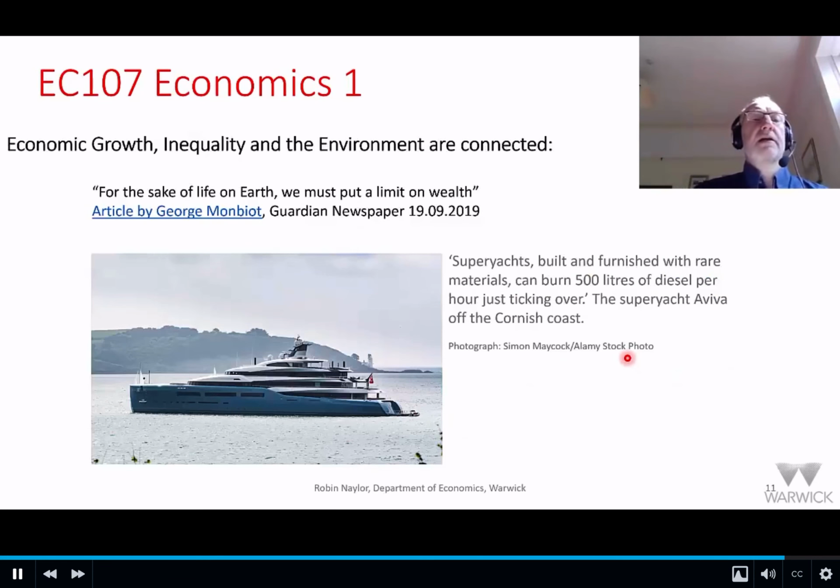Economic growth then is associated not only with increases in average living standards, but also with environmental impacts and also with changes in economic inequality, as we saw in part 1 of Unit 1. And one example of the way in which economic growth and inequality interact with each other and with environmental change is borne out in an article by George Monbiot in the Guardian newspaper of September 2019, where he explains relationships between changing inequality, changing patterns of consumption behaviour, and the changing nature of environmental impacts of consumer behaviour.